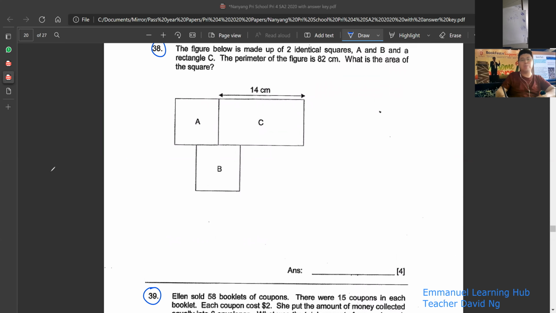Okay, the figure below is made up of 2 identical squares, which are your A and B, and a rectangle C. The perimeter of the figure is 82 cm. What is the area of the square? You know what to do?